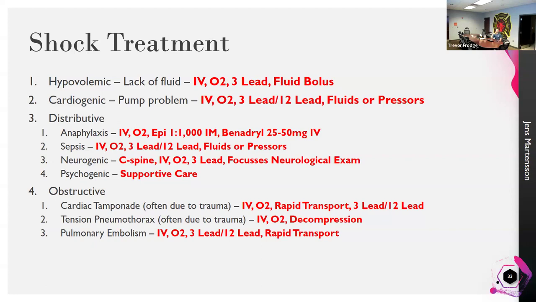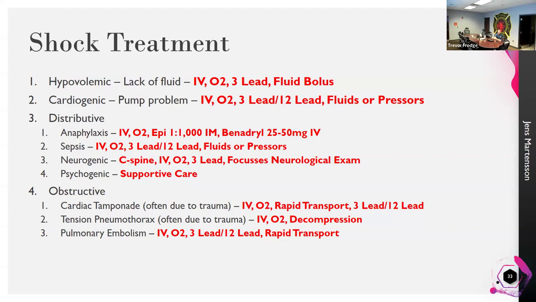In sepsis, IV, O2, 3 lead, 12 lead, fluids or pressors, very similar to cardiogenic shock. Neurogenic, C-spine, IV, O2, 3 lead, and then a focused neurological exam. What do they have working and what do they not? Try to pinpoint, if you can, at least a rough idea of where that spinal cord transection is occurring. Psychogenic, supportive care, and they passed out, make sure they don't have any other injuries, remove them from the environment that's causing their distress. So if they're seeing really nasty things, get them away from that environment. Or if they've had some type of emotional trauma, just do supportive care.